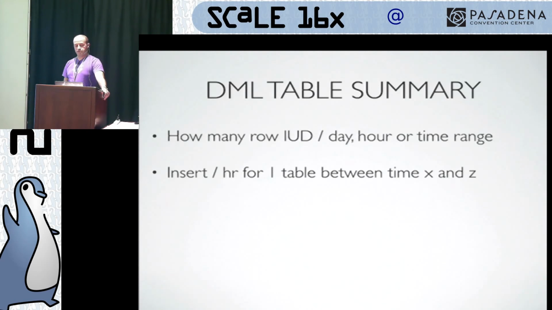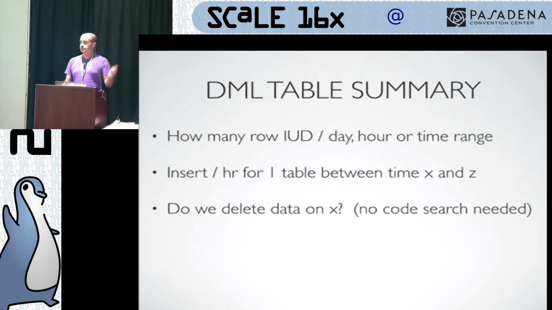How many inserts on one table between this time and this time, right? This is a little more difficult because now we are looking at a precise range of time, right? I want to know between 2 o'clock and 3 o'clock on that table how many inserts we've been doing. Do we delete data on that table? No need to look at the code. You don't need to go look into your PHP, Java, or whatever script and grep it to see if there's any delete on that table. Just looking at the binlog, you'll know.